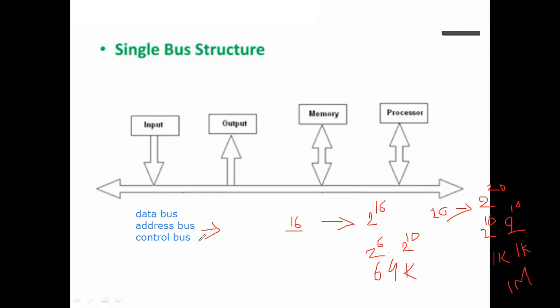Next, control bus. Control bus means it regulates the activity on the bus. This is the purpose of data bus, address bus, and control bus. So here in this diagram, all units, that is input unit, output unit, memory unit, and the processor, are connected to this bus.